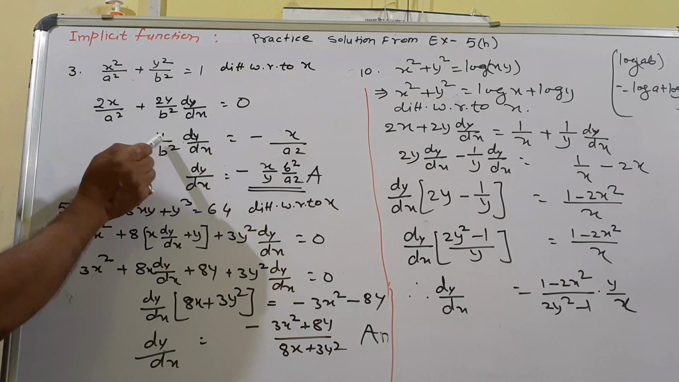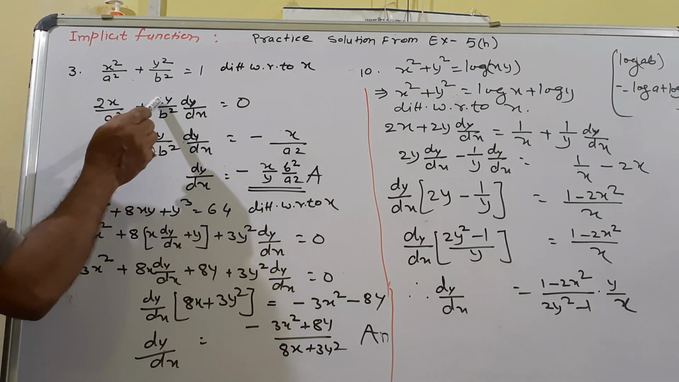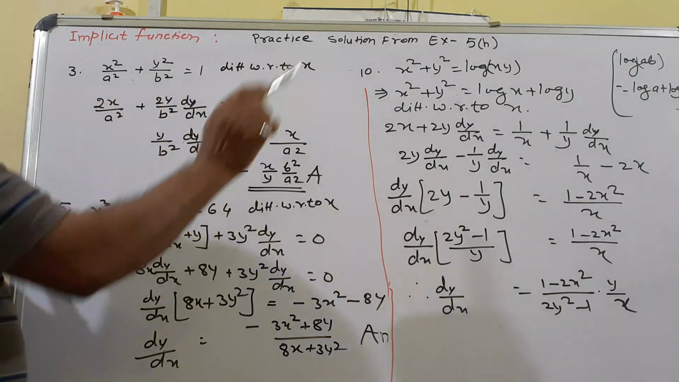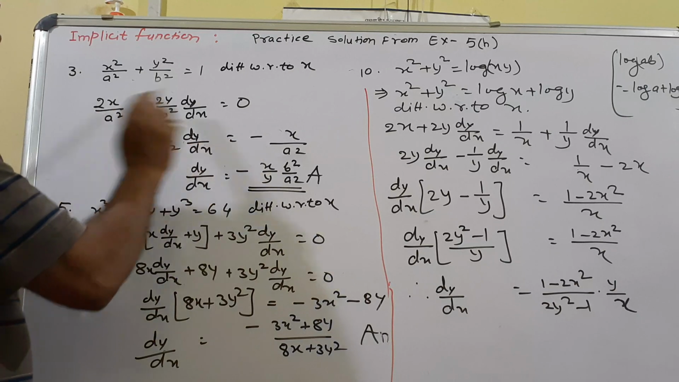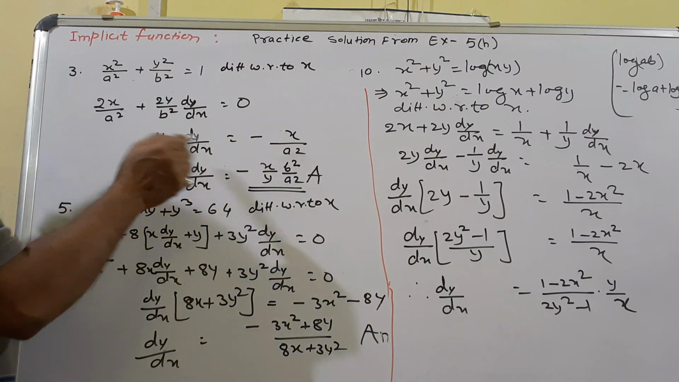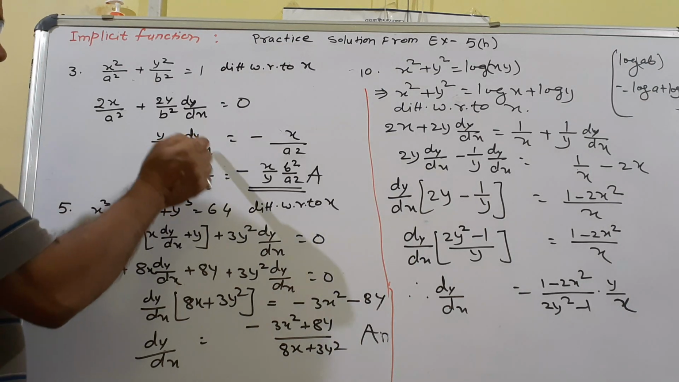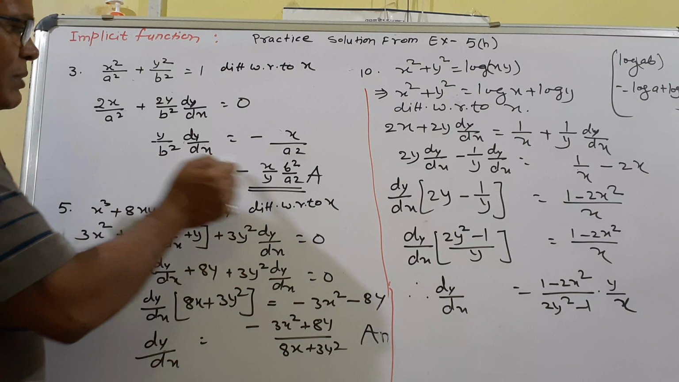So y by b squared, because 2 is here, 2 is here, 2 we can take common and cancel it. So y by b squared dy by dx is equal to minus x by a squared. And we have to find dy by dx, so this part you will send to that side.